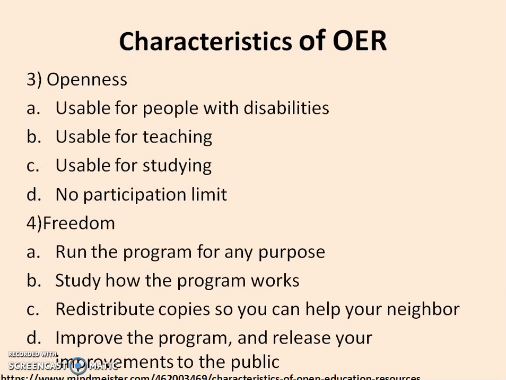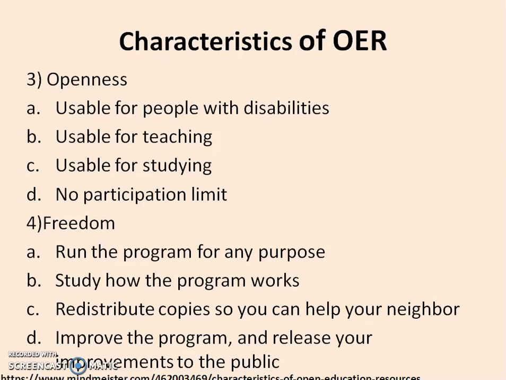Third one is openness. It contains 4 subtopics: usable for people with disabilities, usable for teaching, usable for studying, and no participation limit. People with disabilities can easily use it for studying and for teaching. Here there is no limit on participants or users. They can use it anywhere and anytime, and for as long as they need.